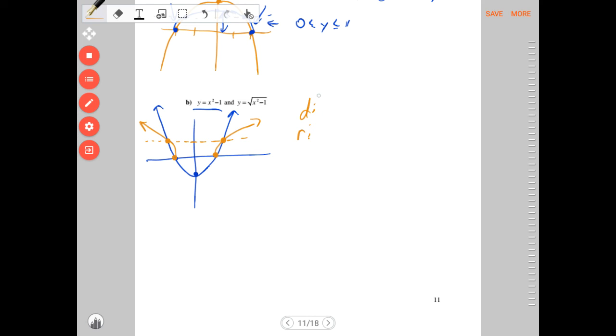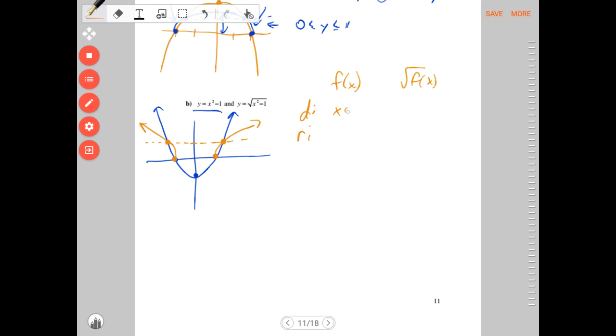The domain of the original, and then the root f of x. So I guess we could just say f of x. It's probably easiest. So the domain is x is an element of the reals, and the range is y is bigger than or equal to -1.